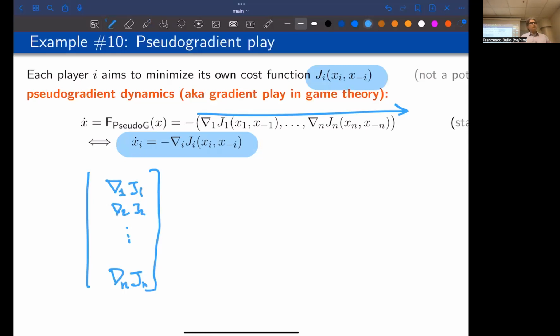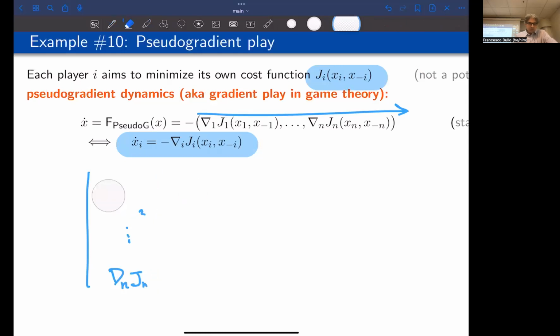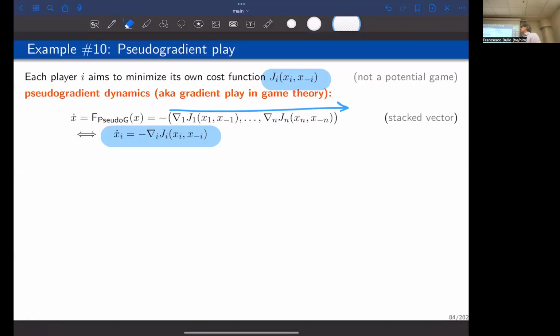gradient play. They use the word play because they're players, right? So anyway, I am playing the pseudo-gradient game. And my question is, as we were discussing: does there exist a Nash equilibrium, does the pseudo-gradient play converge to it exponentially fast, and is it robust to disturbances, and so on? Does that make sense?